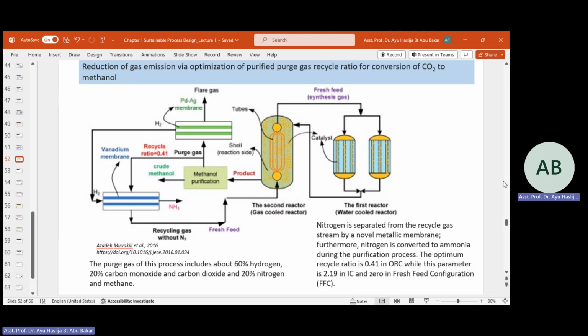Okay, it starts from here. This is the main reactor. Okay, this is the reactor. This one is also the first reactor. This is the second reactor. Okay, you see, over here. Where is the first inlet stream?